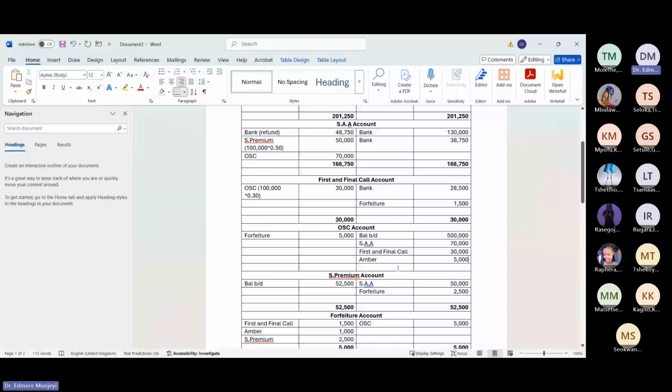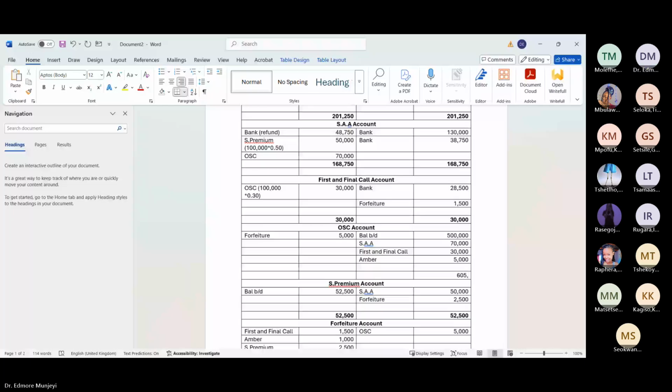So our total on the credit side of the OSC now is going to be 605,000. Then we are going to balance the debit side. So the total is going to be 605,000 on the debit side. That means we are going to have a balance carried down of 600,000. We are going to say 605 minus that 5,000 from forfeiture. It's going to be 600,000.